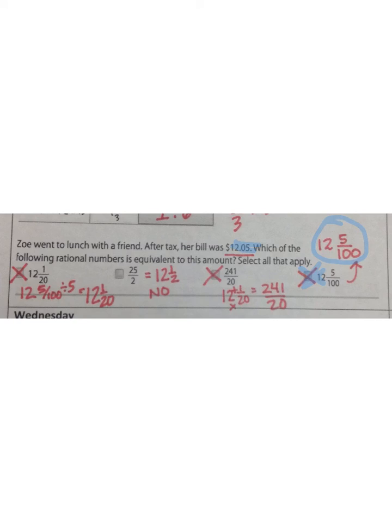Over just going the other way, 241 over 20. If you change 12 and 5/100 into an improper fraction, you get that. 25 over 2 is a no, because 2 goes into 25 12 times with 1 left over. And then the last one, 12 and 1/20, if you take 12 and 5/100, divide by 5, you will get that. So there were 3 that worked.